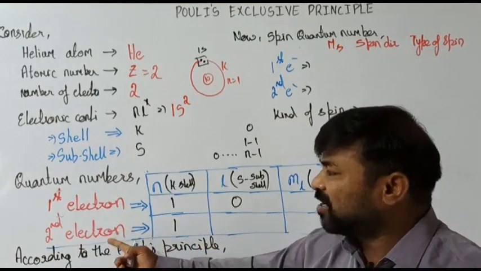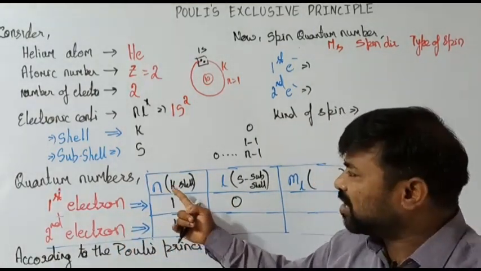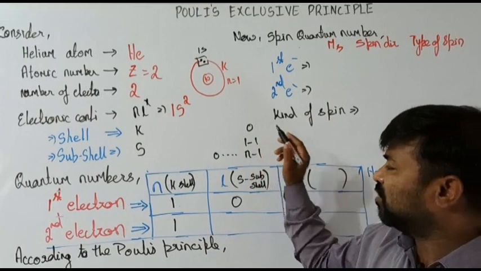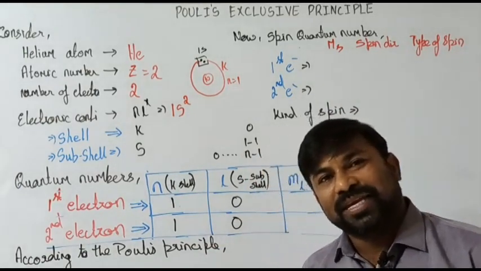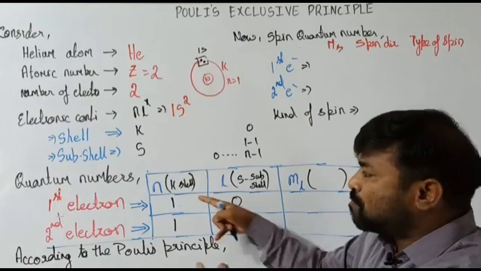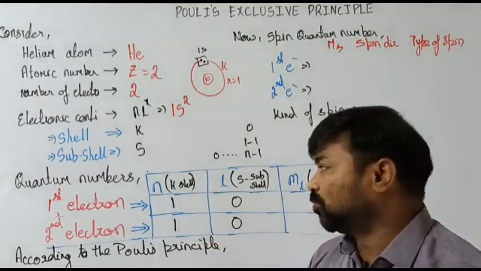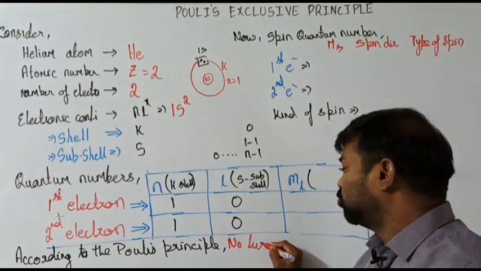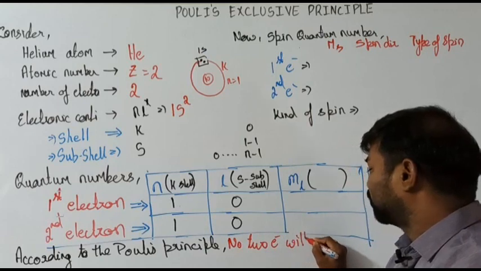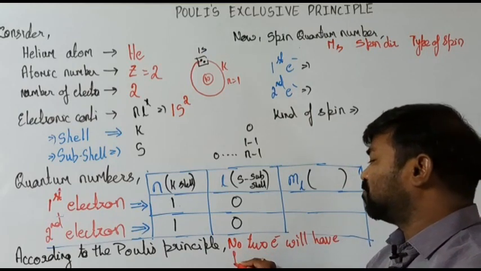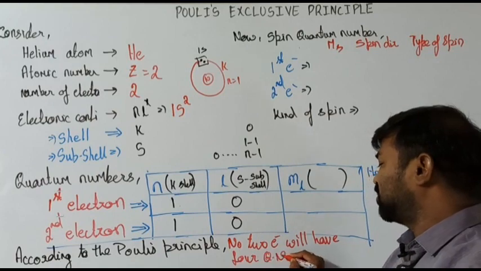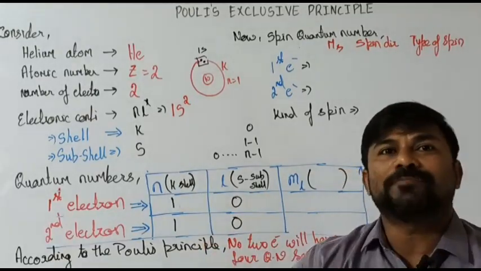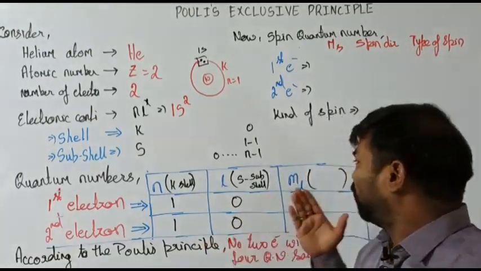In the same way, for the second electron also, the l value is 0. If you plug in 1 in place of n, 1 minus 1, again we get 0. So the second quantum number is also matched for both of them. According to Pauli's exclusion principle, no 2 electrons will have all 4 quantum numbers the same. This is the condition. Any one should be mismatched. We have checked 2. Both are matching. Okay, let's go for the third one.